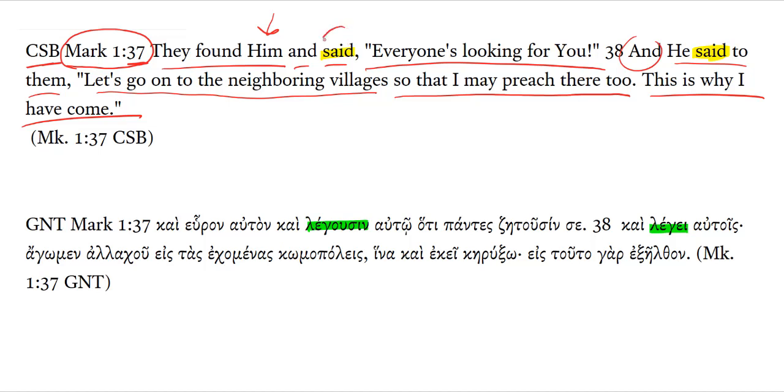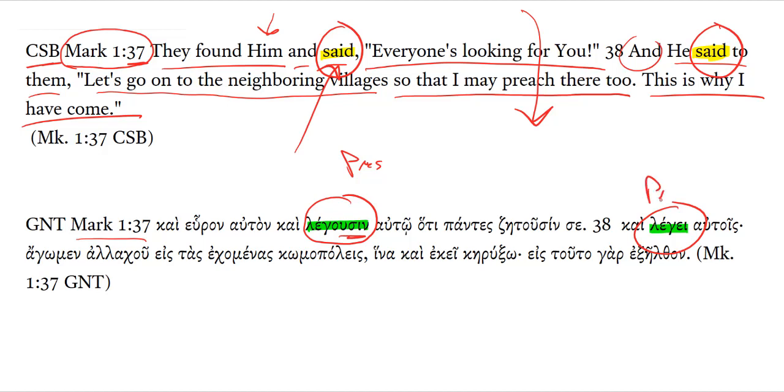Now you'll see I've highlighted in yellow here the verbs said, and you would assume they would be in past tense in Greek, just like they are here in English. We're in the midst of historical narrative, but when we actually look here in Mark 1:37, again, you don't know these verbs yet, you don't know these conjugations, you don't know these endings. Legusin, that is a present tense verb, right? Present tense, though it's translated in the past here. Lege, that is a present tense verb, even though it's translated in the past.